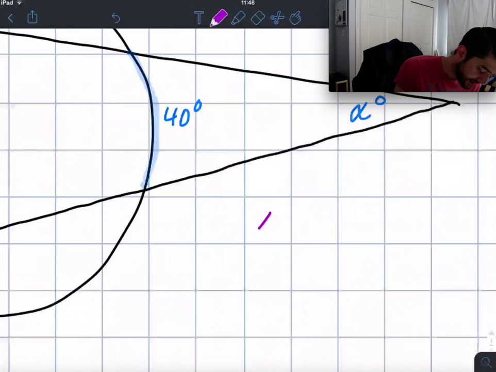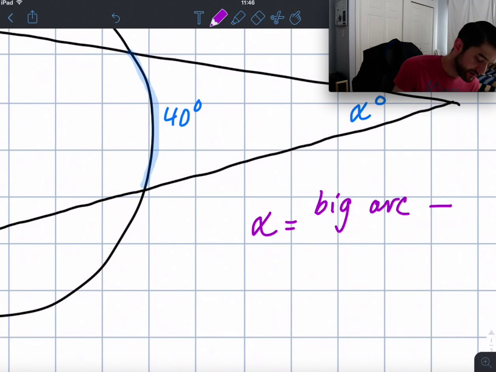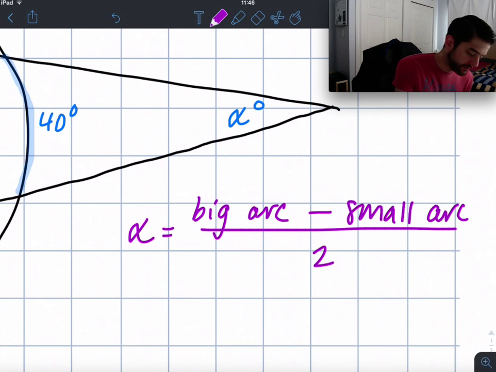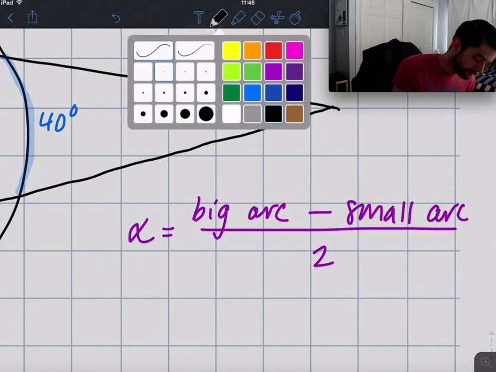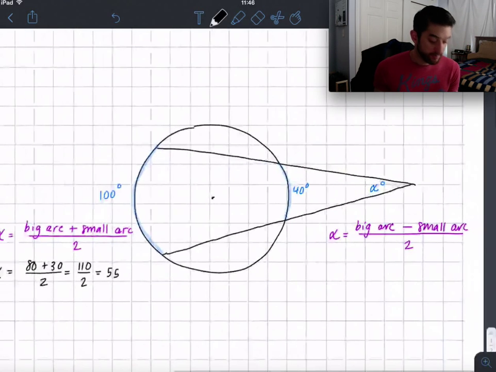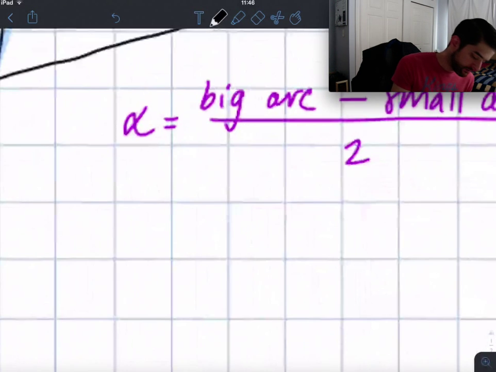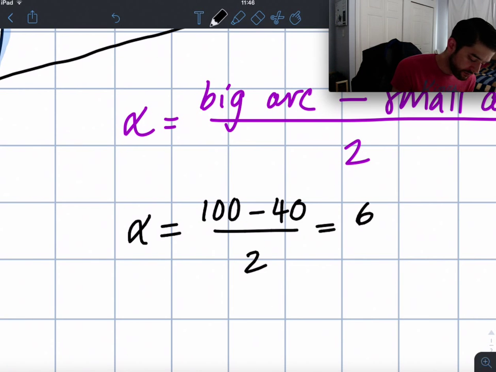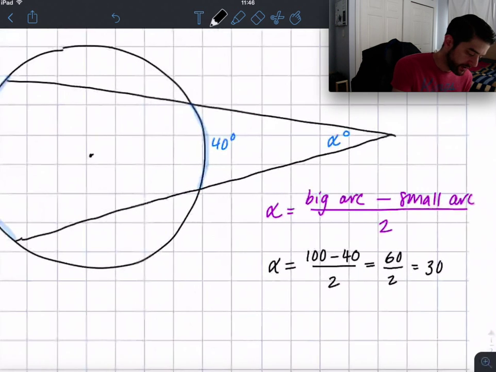So in this case, alpha is equal to big arc minus small arc divided by 2. In this example, it's 100 minus 40 over 2, or 60 over 2, or 30. So alpha is equal to 30 degrees.